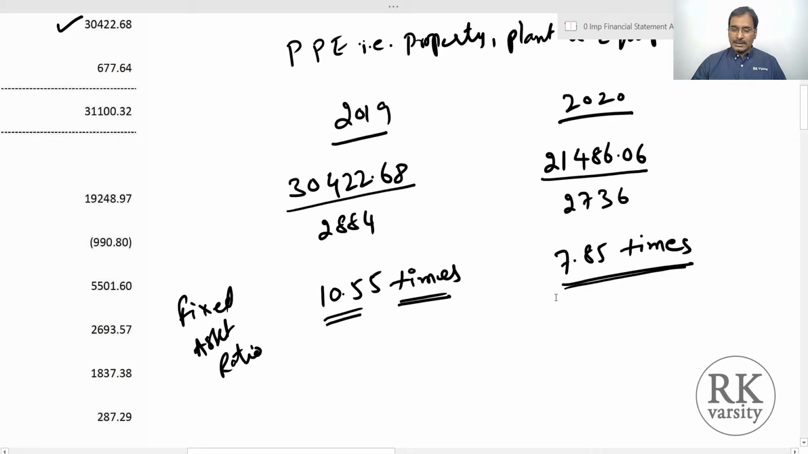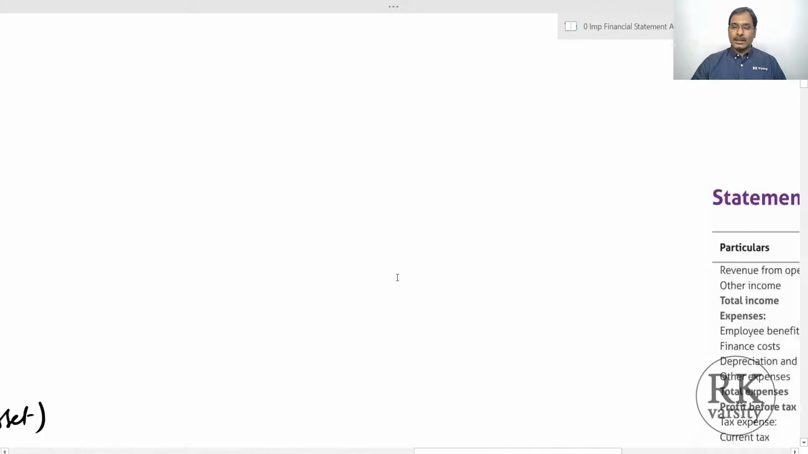Now why is this decrease there? When I refer to the balance sheet of the company, it clearly indicated that there was a COVID-19 effect on its operations, because of which the turnover was very less. If you look at the revenue from operations, there is a steep decrease. In this case it was 30,422 crore, whereas in 2020 it was only 21,496 crore. There is a decrease in revenue from operations, because of which your fixed asset turnover ratio also decreased. Right.